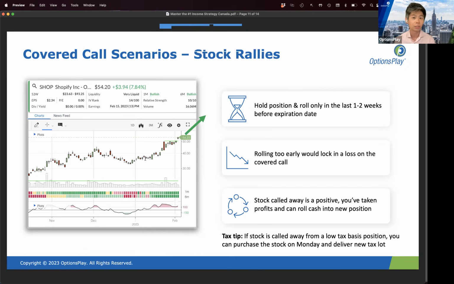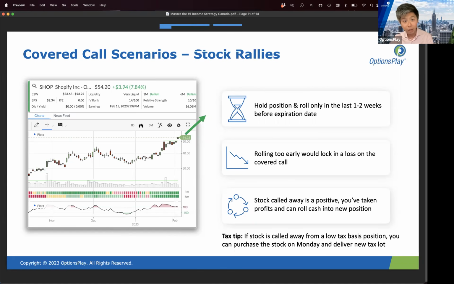So keep in mind that when the stock gets called away, that's a positive, right? You basically set yourself a target price. The stock reached that target price. You should be happy that you've made a profit, and now you can take those profits and buy a new stock, perhaps at a lower valuation, a lower price, that you now think is going to appreciate in value going forward, right?